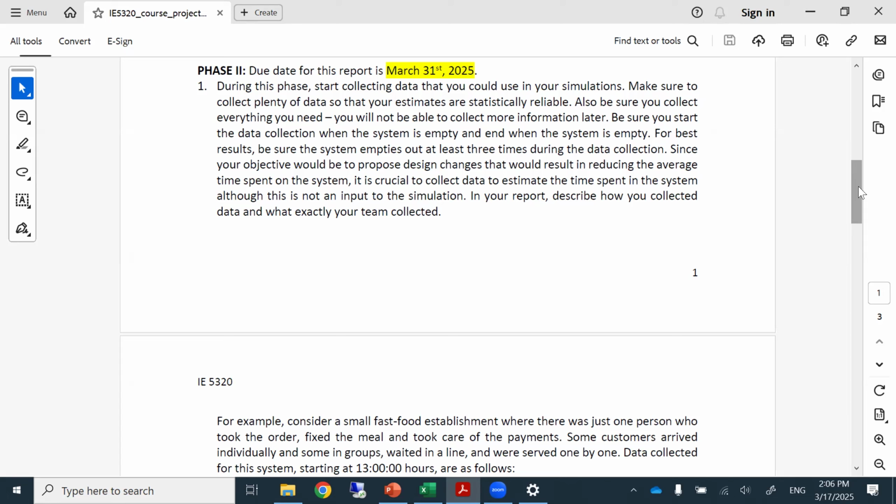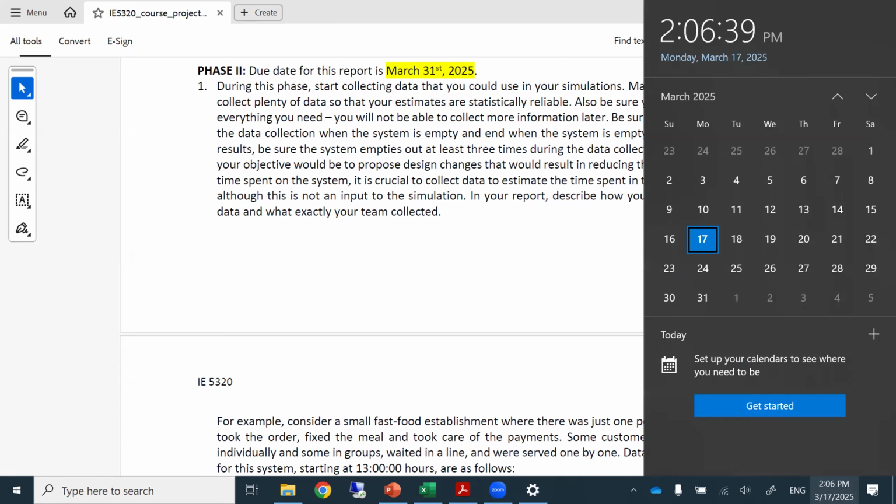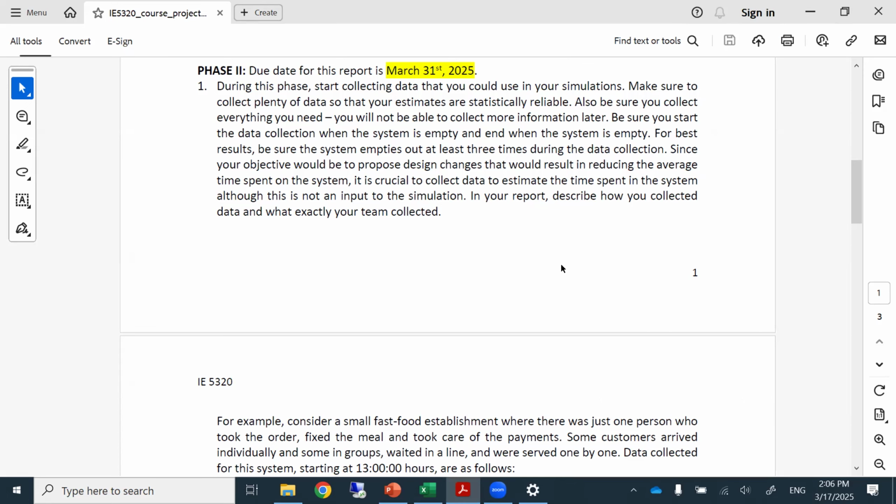So I extended it to April 4th, I think, which is April 2nd, which is Wednesday, right? So you have a little bit more than 2 weeks to gather the data. So please, that's not the due date. This is the file that I posted at the beginning of the semester. The due date for phase two is April 2nd. So you have some extra days to complete the report.